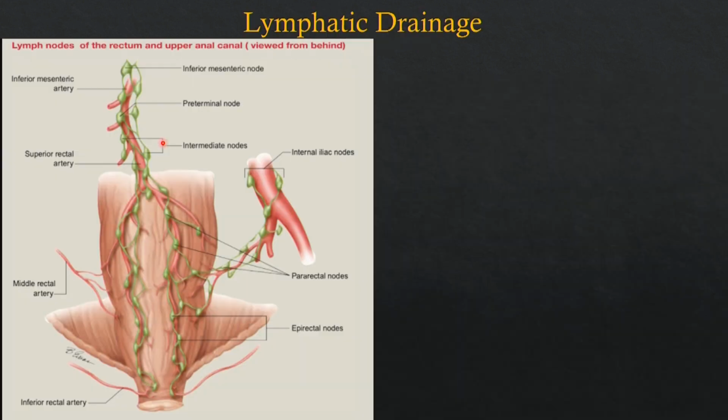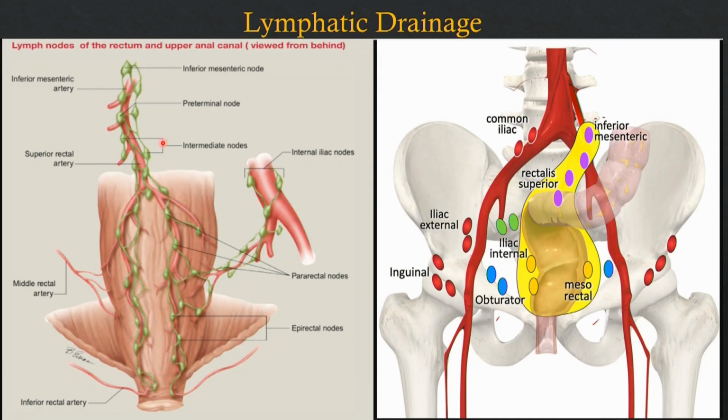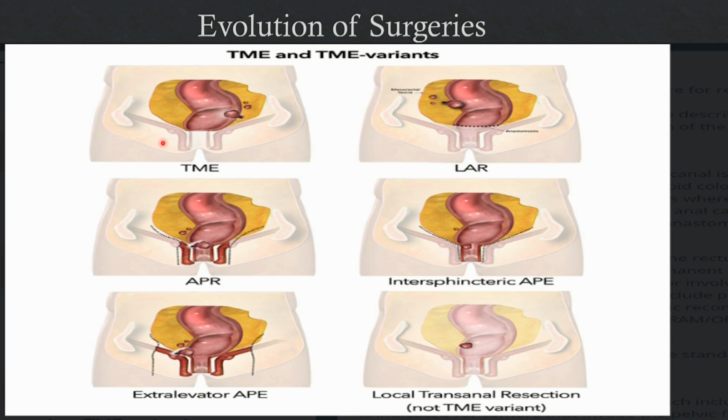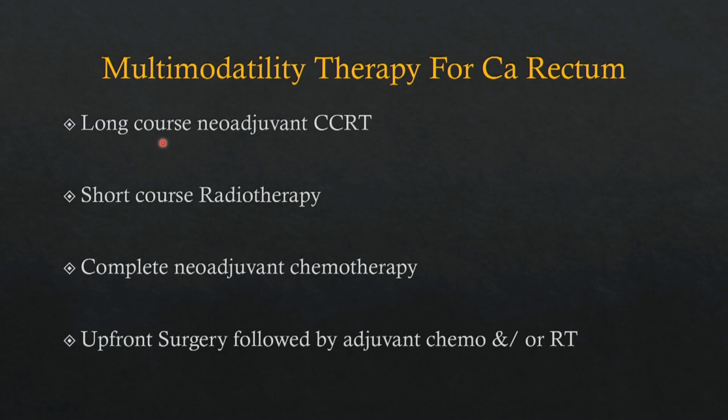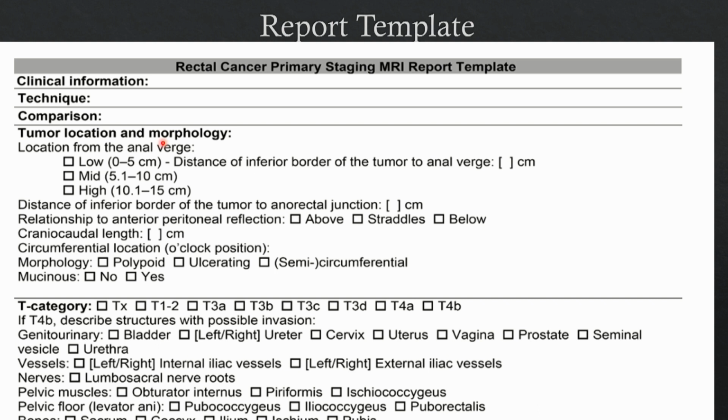Then comes the N staging. This is the lymphatic drainage. Then the evolution of surgeries has come. This is due to the depiction of accurate local staging depending on the MRI. Multimodality therapy has been advised for locally advanced resectable cancers: long course of neoadjuvant chemoradiotherapy, short course radiotherapy, complete neoadjuvant chemotherapy, and upfront surgeries, followed by the report templates.